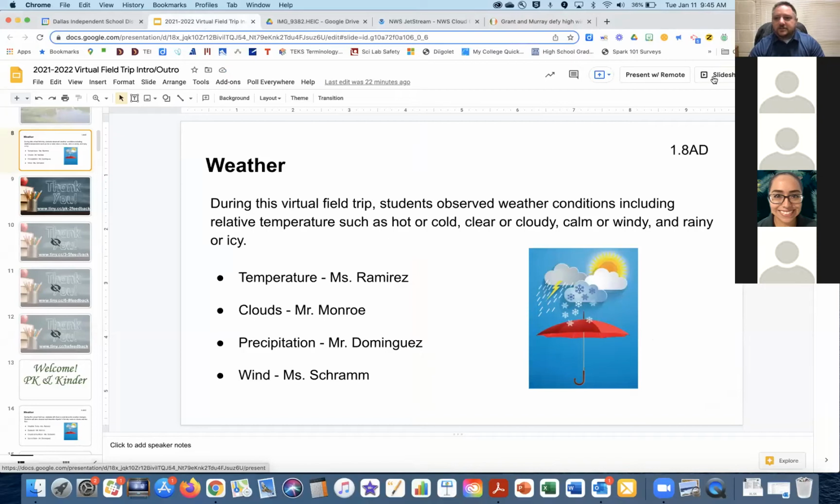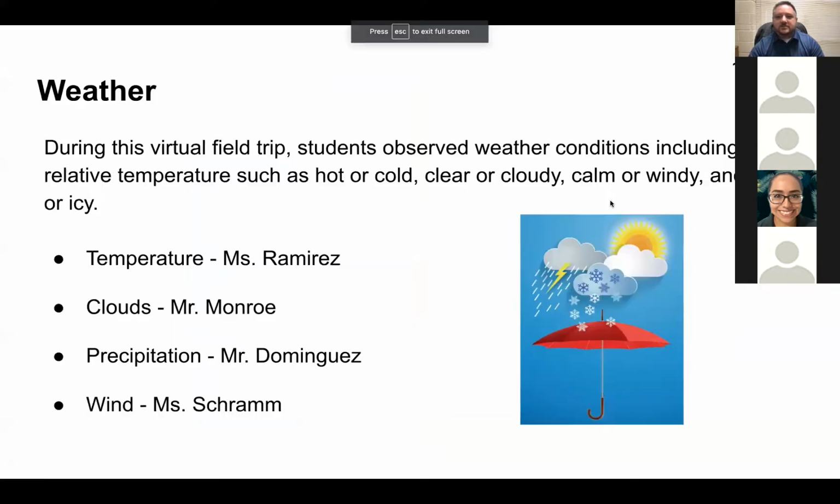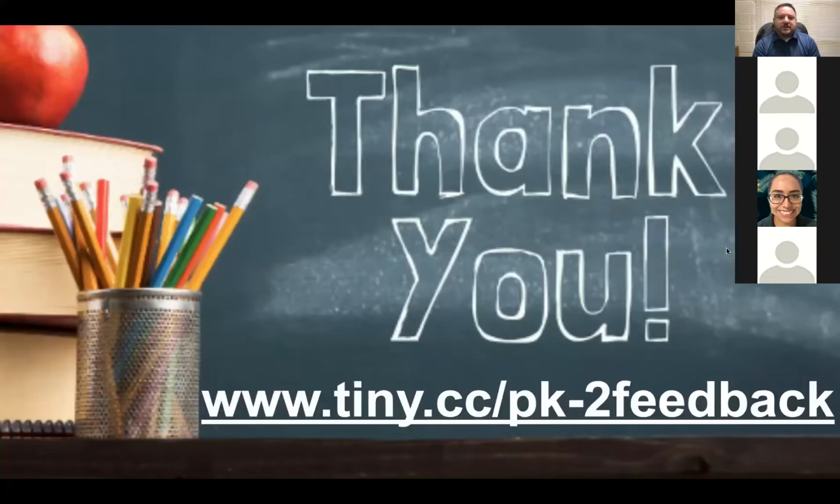All right, let's do a quick recap of what we did this morning. Again, this virtual field trip was all about the weather. During this virtual field trip, students observed weather conditions, including relative temperatures such as hot or cold, clear or cloudy, calm or windy, and rainy or icy. So we explored temperature with Mr. Ramirez, different types of clouds with Mr. Monroe, different types of precipitation with Mr. Dominguez, and wind conditions with Ms. Schramm.